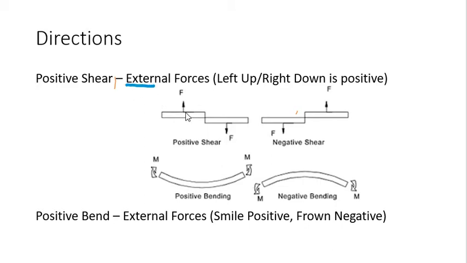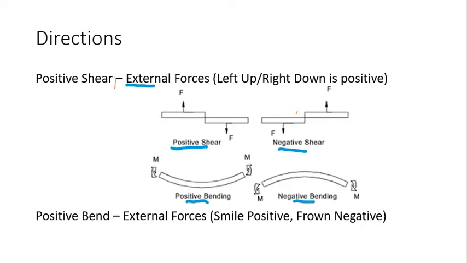When on the left side the force is up and the right side the force is down, that's a positive shear. When the left side is down and the right side up, that's a negative shear. Then we're looking at the bending moments. If the external forces are trying to bend it into a smile, that's a positive bend. When the external forces are trying to bend it into a frown, that is a negative bend. So we establish positive and negative.